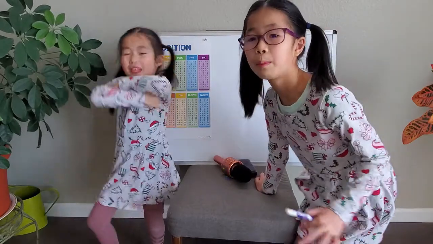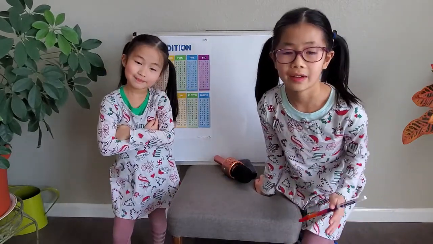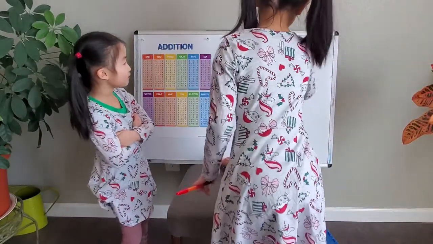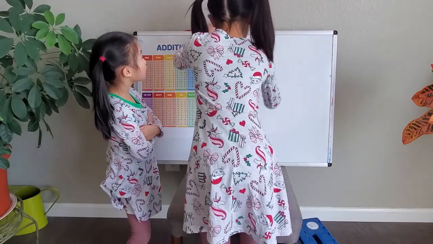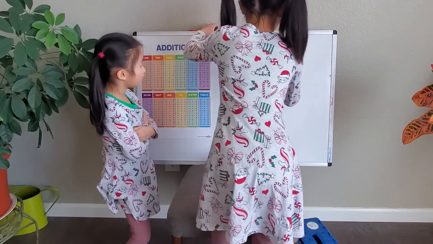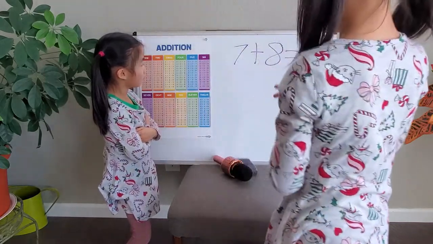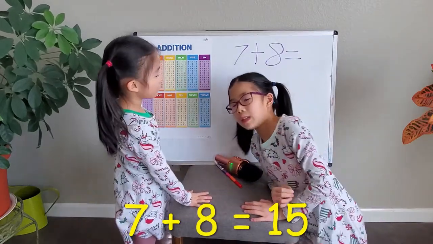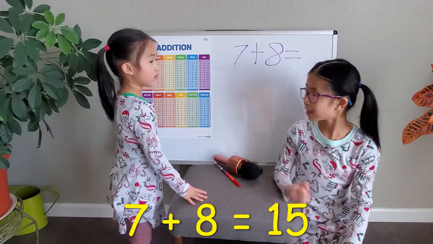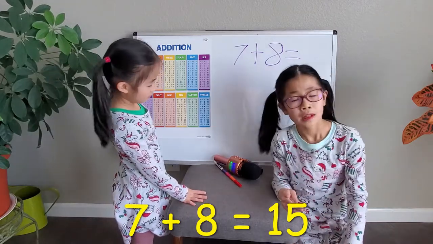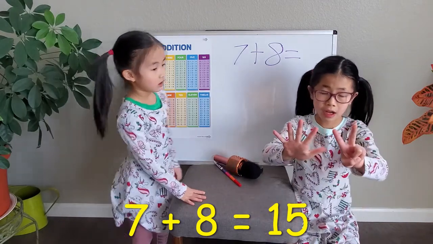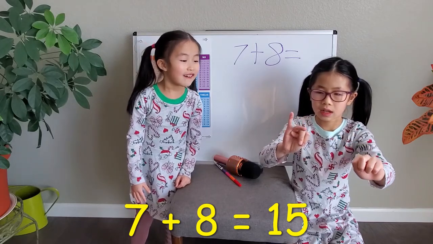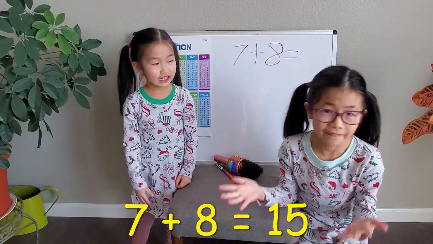Now, what if both addends are greater than 5? Let's see how to do that. Just like the equations we did just now, we do it the same way. We find the smallest number, which is 7. Okay, so we're going to show 7 fingers. Count on from 8. 8, 9, 10, 11, 12, 13, 14, 15. So the sum is 15.